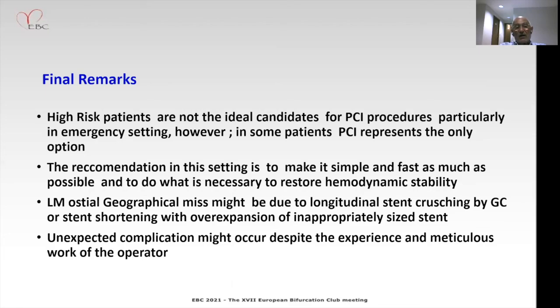Left main ostial miss might be due to longitudinal stent crushing by guiding catheter or stent shortening with overexpansion of an inappropriately sized stent. Unexpected complications might occur despite the experience and the meticulous work of the operator.